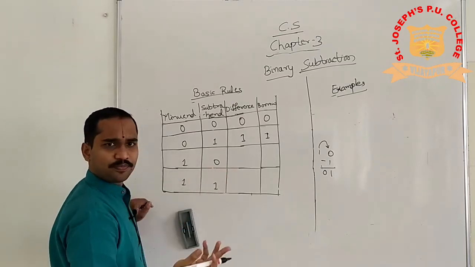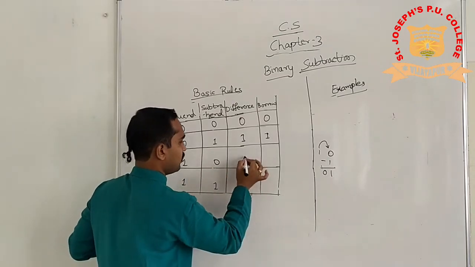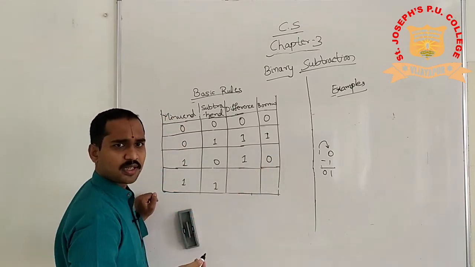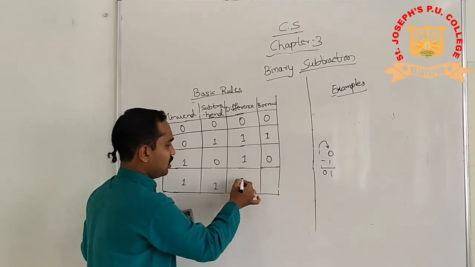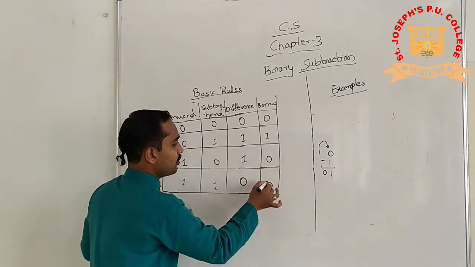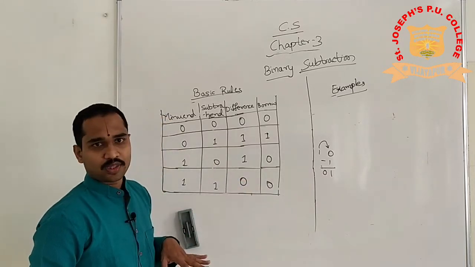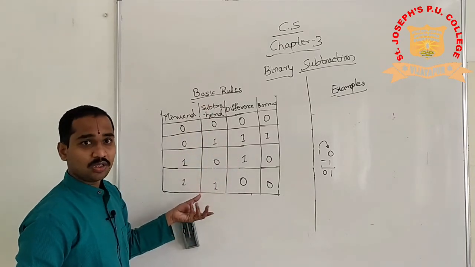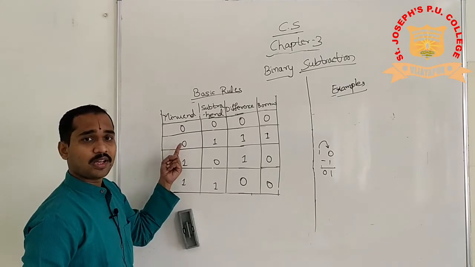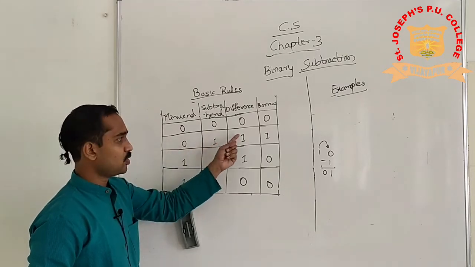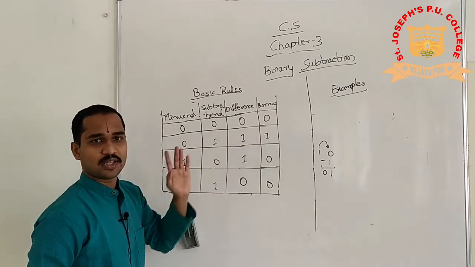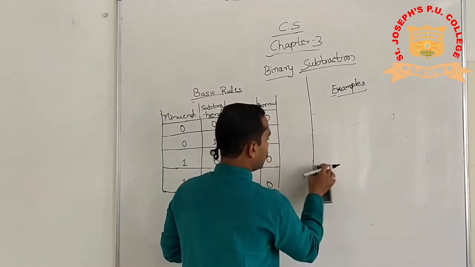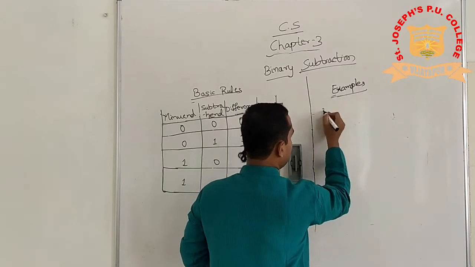1 minus 0, difference is 1. You don't take any borrow, so borrow is 0. 1 minus 1, neither difference nor borrow, both are 0. Okay, now have you understood the basic rules of this binary subtraction? Only this one is tricky. When it comes to 0 minus 1, you have to take 1 as the difference and 1 as the borrow. Okay, now let us go to the examples. Some examples we will see.